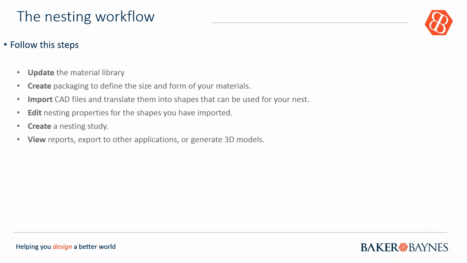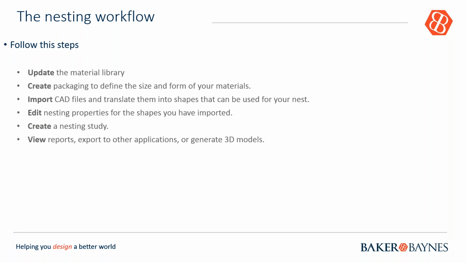Next is the edit. So we edit the nesting properties for the shapes that we've had, and then we can go in and create the nesting study. After setting up the nesting properties, we can create a nesting study. A nesting study, of course, contains a series of suggested nests for manufacturing of the object that we're going to work off. And each nest is a set of shapes arranged on the sheet that we're going to cut.